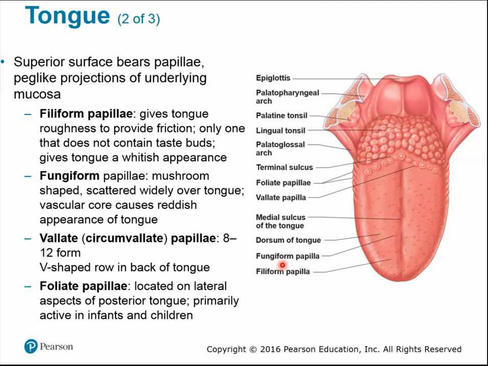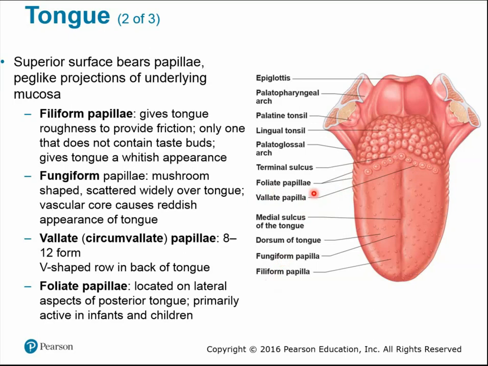The fungiform papillae are scattered widely over the tongue and do have taste buds. The vallate, or circumvallate, papillae are a V-shaped row in the back of the tongue. And then finally, the foliate papillae are on the lateral sides of the tongue.